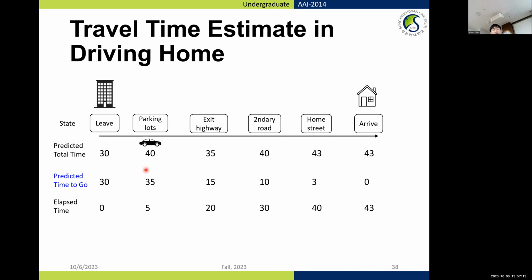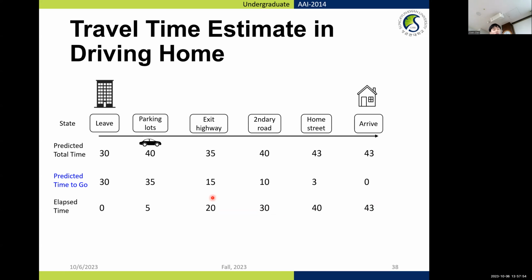Similarly, this time to go is the future time to be spent. Like expect 30 minutes, 35, 15, 10, 3. Then this is the actual time left. From here to here, actually you spend 5 minutes. From parking lot to exit the highway, you spend 15 minutes because this is the total time elapsed, so include the 5 minutes. From exit highway to the secondary road, you spend 10 minutes, right? From secondary road to the home street, 10 minutes. And from home street to the arrive, 3 minutes.